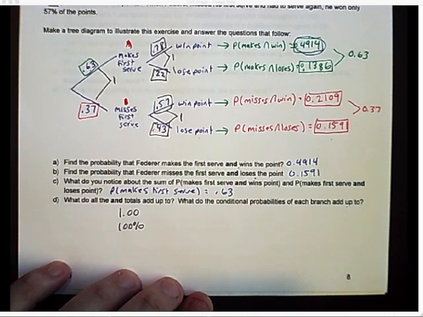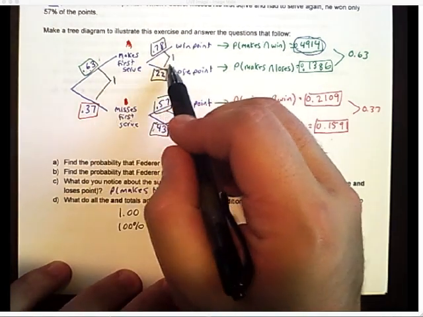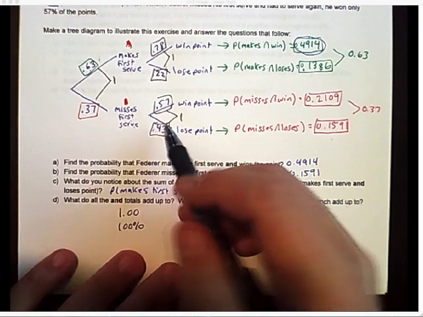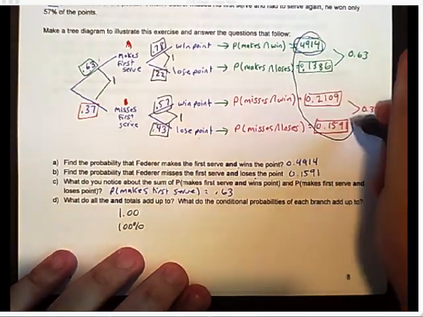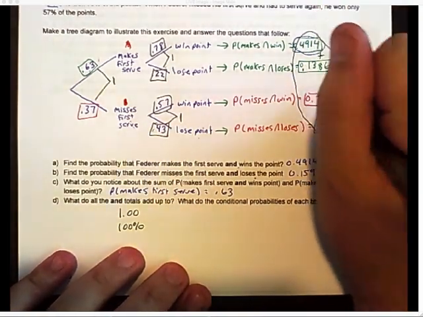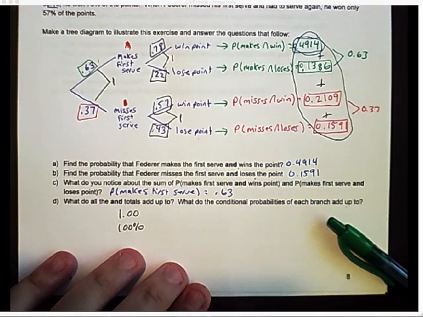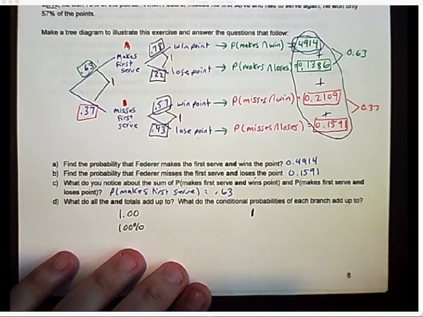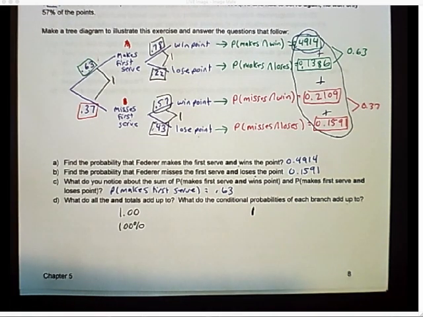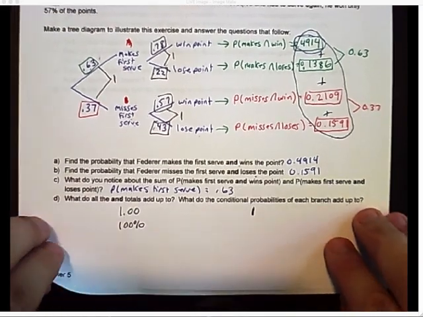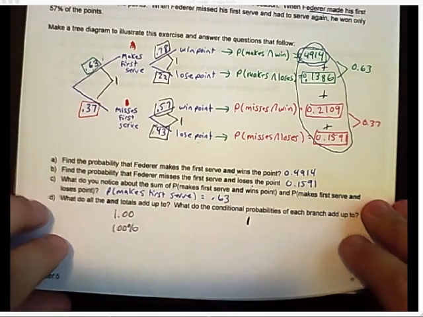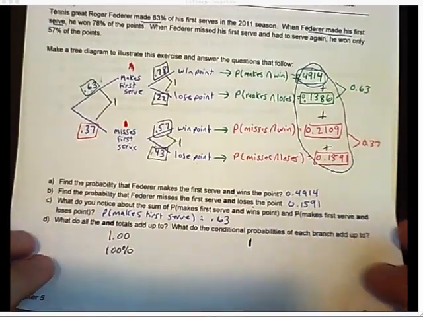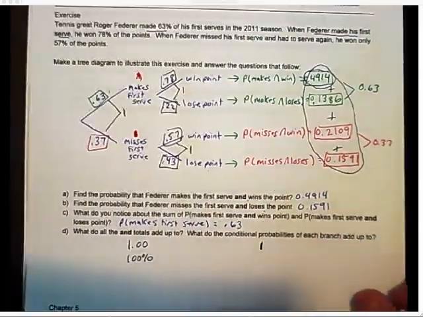Okay. So these two add up to 1, these two add up to 1, these two add up to 1, and all four of these add up to 1. Right? That should be true in every tree diagram. In every tree diagram, that should be true. Yeah, they can get a little bit more complicated, but that's the general idea.